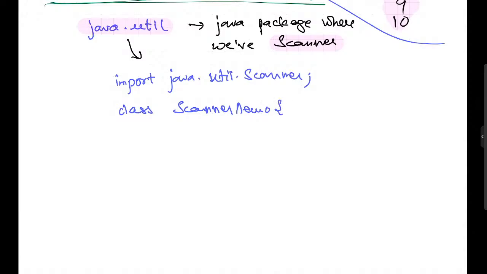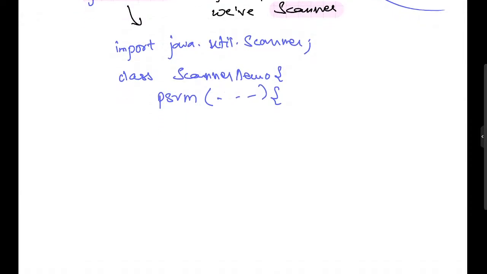right? In this class, you will have public static void main String args, and then you will create a Scanner object, Scanner s equal to new Scanner. The Scanner object actually takes in one particular object, which is known as System.in.